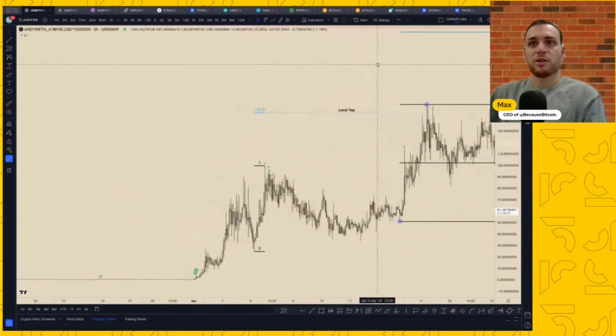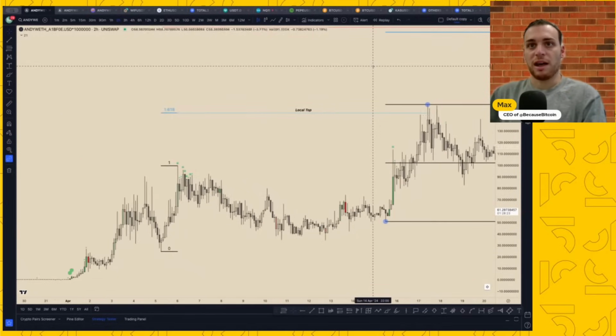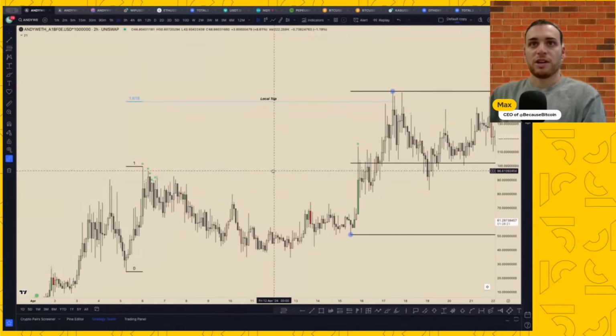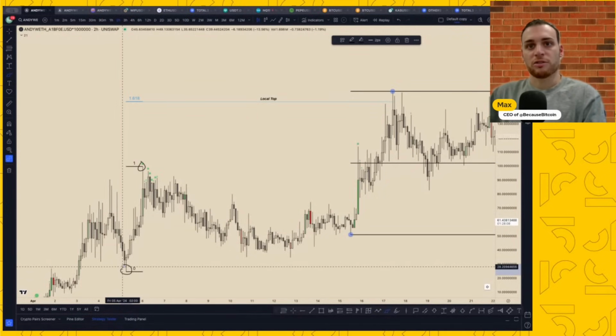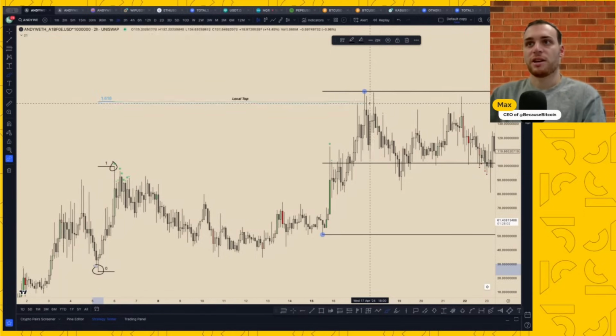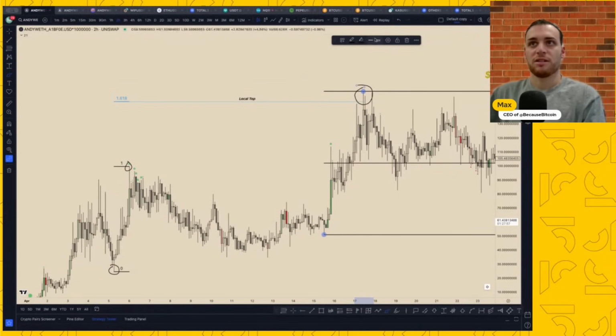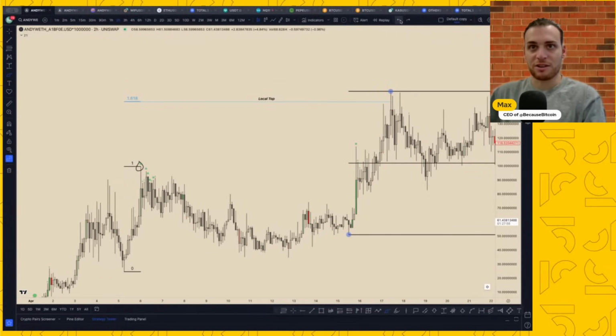You guys know that I use FIBs a lot, FIB extensions, and what we saw here from this first high is really interesting. All I did here is I took a FIB extension from our swing high to our swing low, and then I put on our 1.618. Look at where the first local top was, right here, almost right at the 1.618, perfectly. Can't say that doesn't work. These FIB extensions are a very, very useful tool.